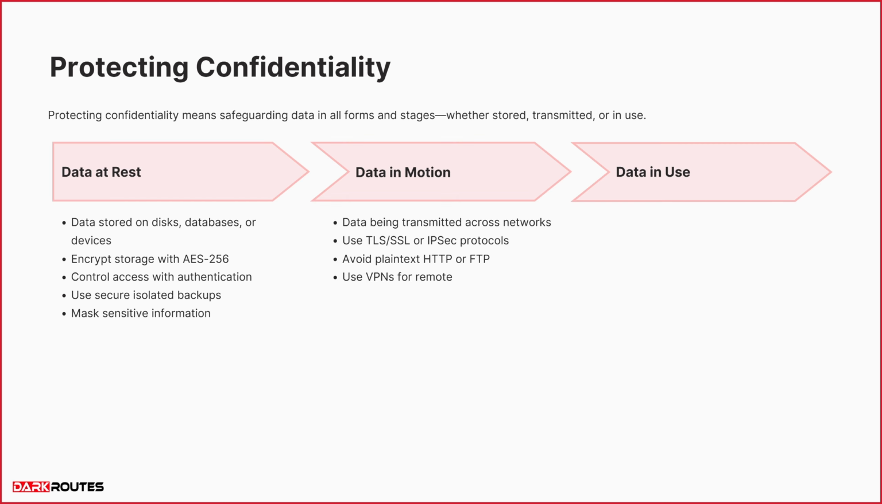To protect data in motion, you can use encryption like SSL/TLS or IPsec, avoid plain-text protocols like HTTP or FTP, use VPN for secure remote access, and monitor the network traffic for unusual data transfers. That's why when you see HTTPS in your browser, it means that your data is encrypted and safe during the transmission. And lastly, we have data in use.